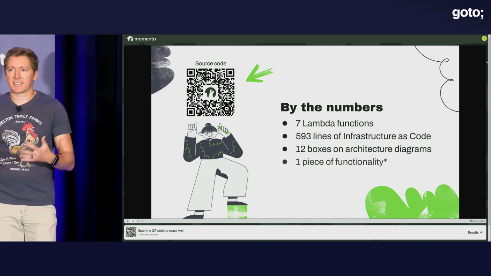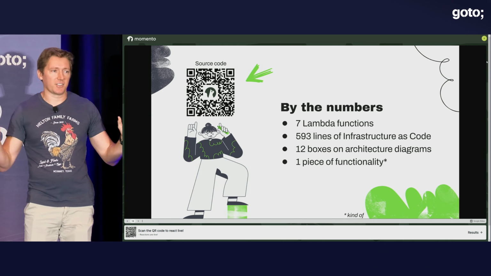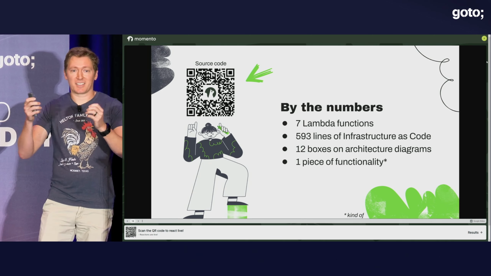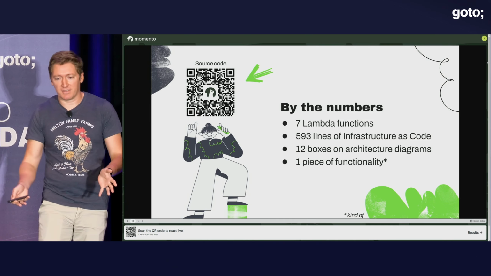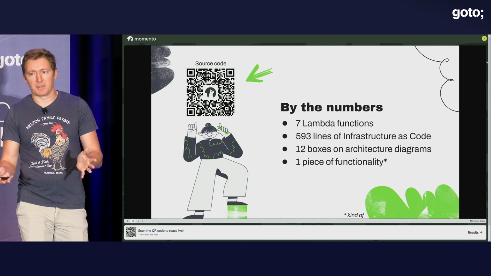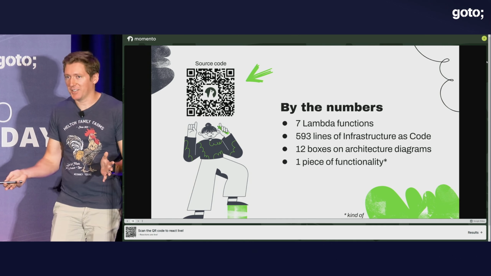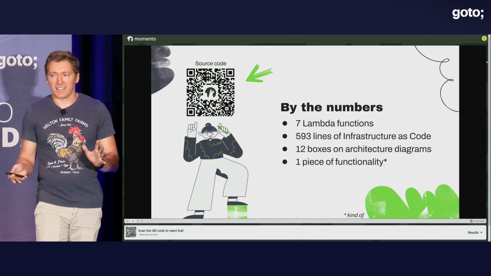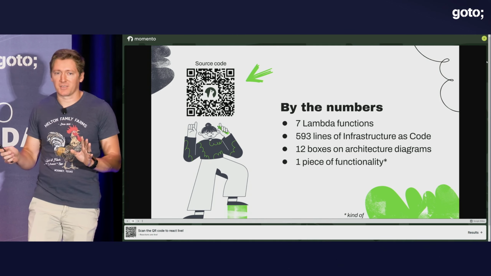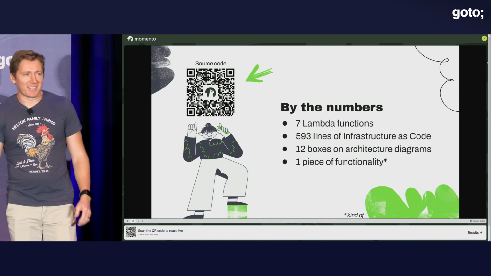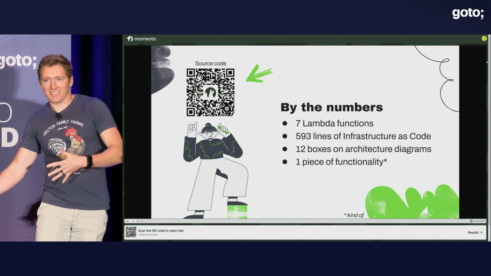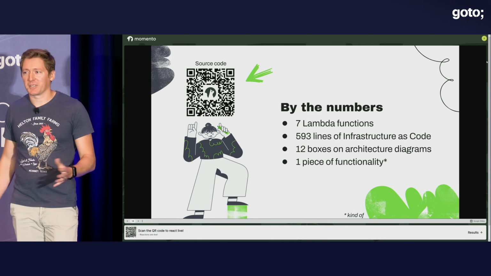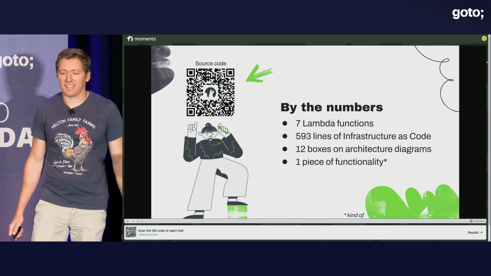If we take a step back and just look at it in general, being able to connect to a WebSocket, subscribe to a topic, and receive a message is 7 Lambda functions, 600 lines of infrastructure as code, and 12 boxes on the architecture diagram for just that one piece of functionality. I say functionality, but is it? It could be a non-functional requirement. It could be a functional requirement. It really depends how you slice and dice it.